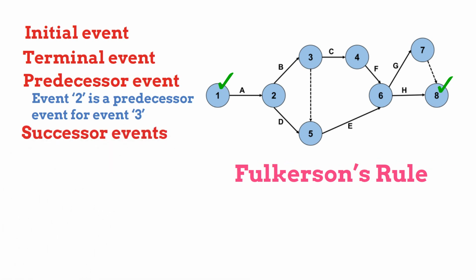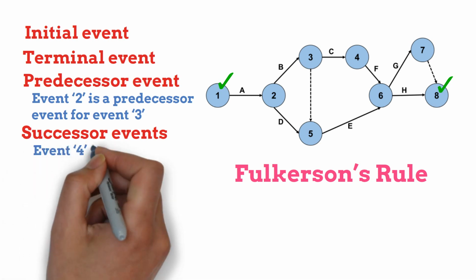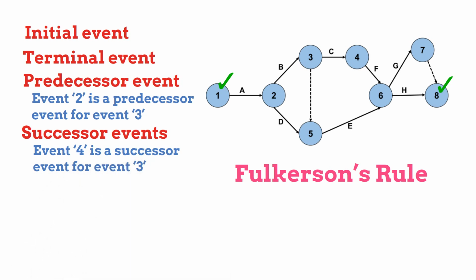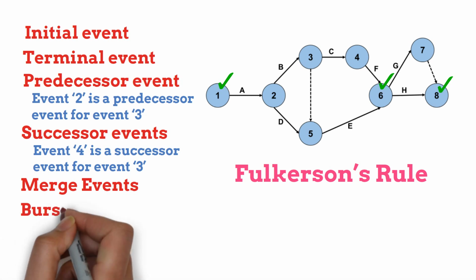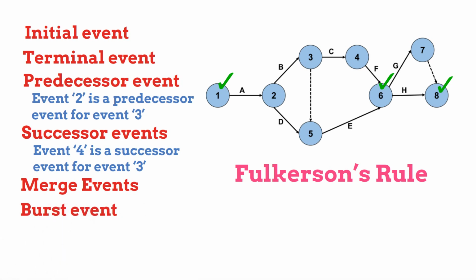Successor events. It is an event that immediately follows some other events. It can have single or multiple successor events. Event 4 is a successor event for event 3. Merge events. When more than one activity comes and joins an event, such event is known as merge events. Event 6 is a merge event for activity E and activity F. Burst event. When more than one activity leaves an event, such event is known as the burst event. Event 2 is a burst event for activity B and activity D.